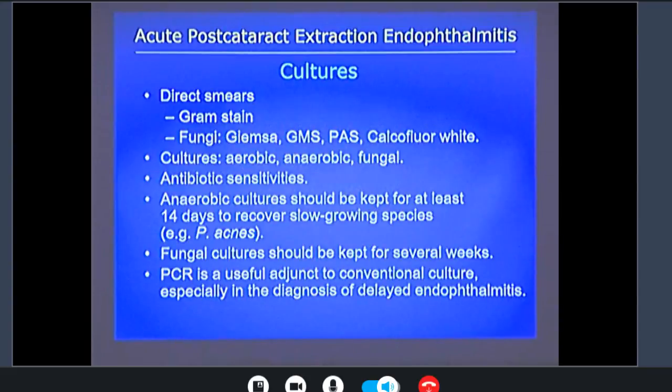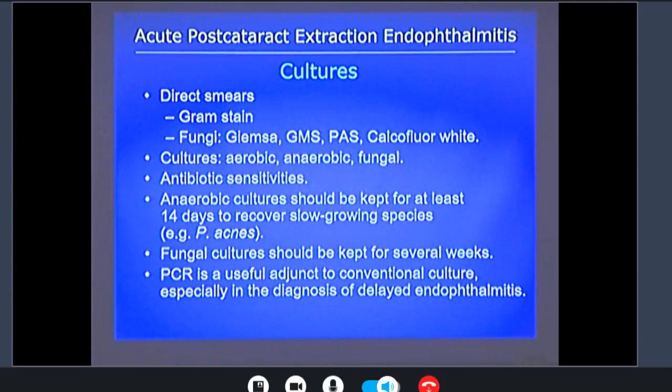You have to use Gram stain and a stain for fungi like Giemsa stain. Culture should be aerobic, anaerobic, and fungal, and you should also do antibiotic sensitivity. Anaerobic culture should be kept for at least 2 weeks, because some anaerobic bacteria like Propionibacterium acnes take a long time to grow in culture. Fungal culture should be kept for several weeks.